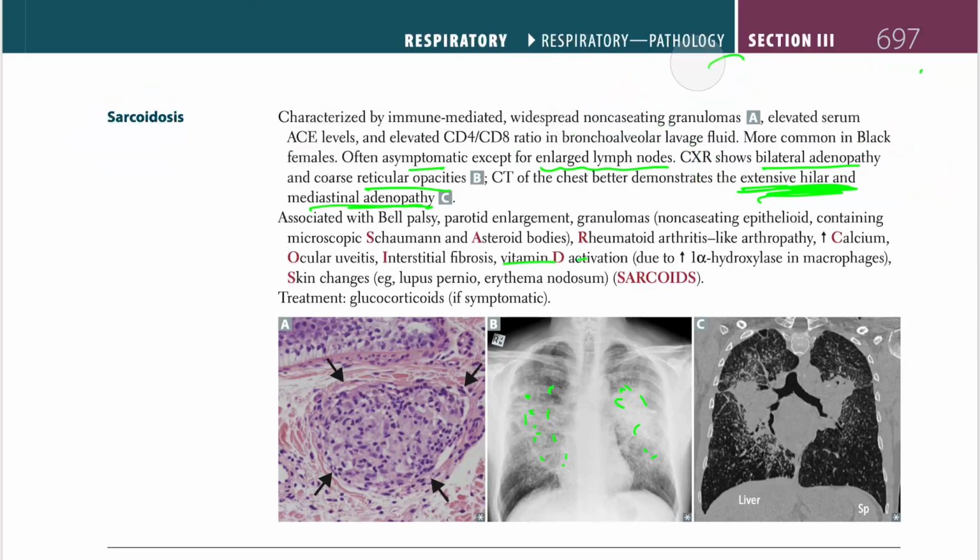So let's now just highlight particular features here. We're looking at non-caseating granuloma. We are looking at increased ACE, increased CD4, and we are also looking at hilar lymphadenopathy, right? And to differentiate this versus tuberculosis: instead of non-caseating, tuberculosis will be caseating granulomas.